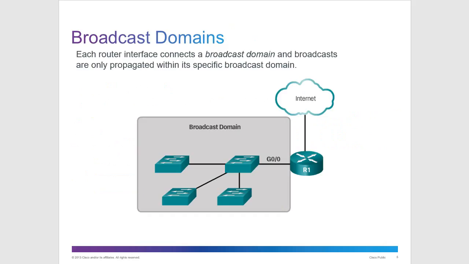So, broadcast domains. Each network has a broadcast domain. Your broadcast domain is all the local devices on your network. Each interface on a router would be considered its own broadcast domain. Whenever there's a broadcast packet, it goes to every device in that broadcast domain.